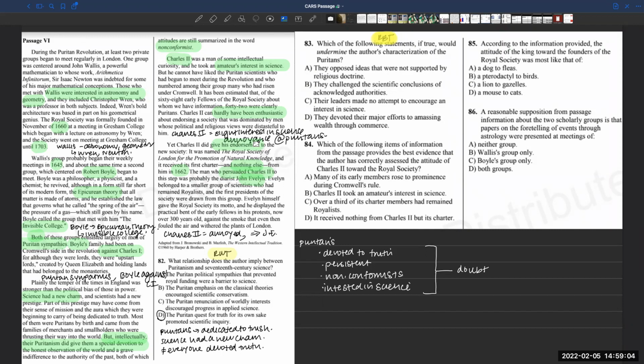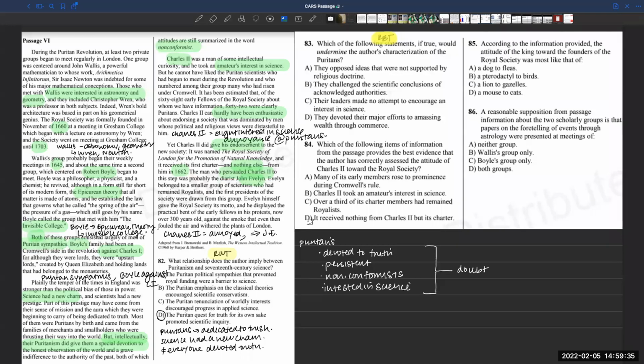So, if we think about this, the annoyance came in this paragraph. And so, does rising to prominence, a lot of the members rising to prominence, show us how he was annoyed? Which is A. It does not show us how he was annoyed. B does not show us how he was annoyed. C again does not show us how he was annoyed. D is an action that Charles II directly took to show us how he was annoyed at the Royal Society.